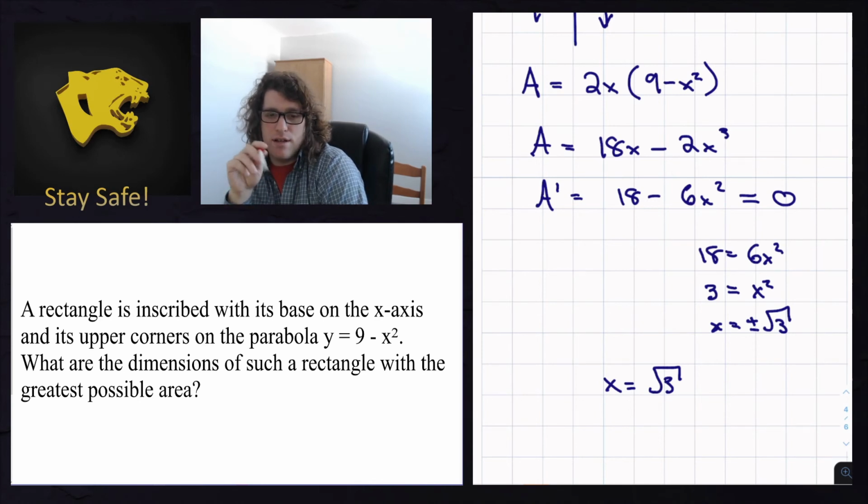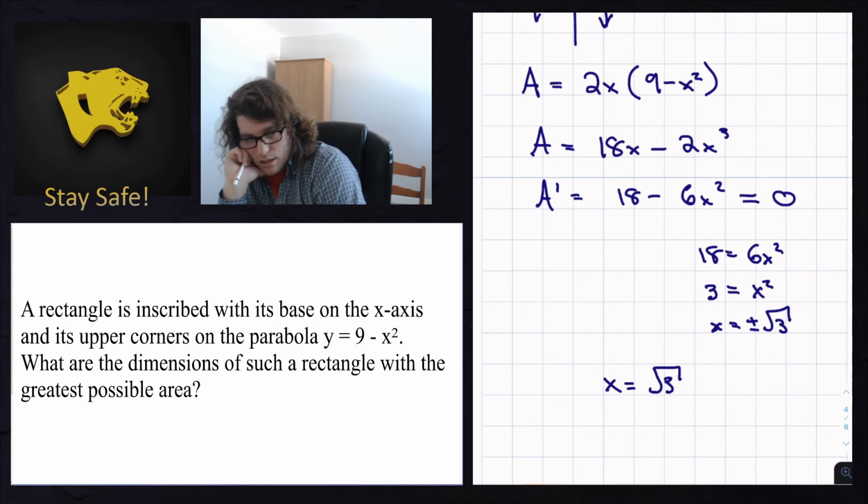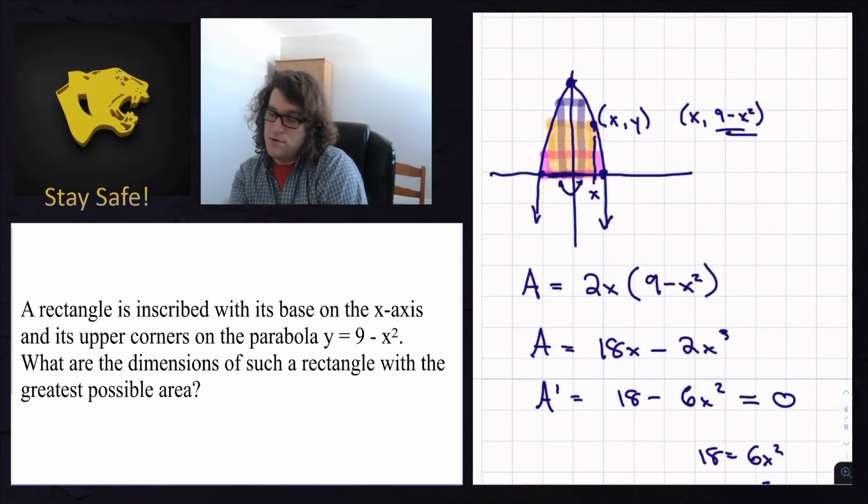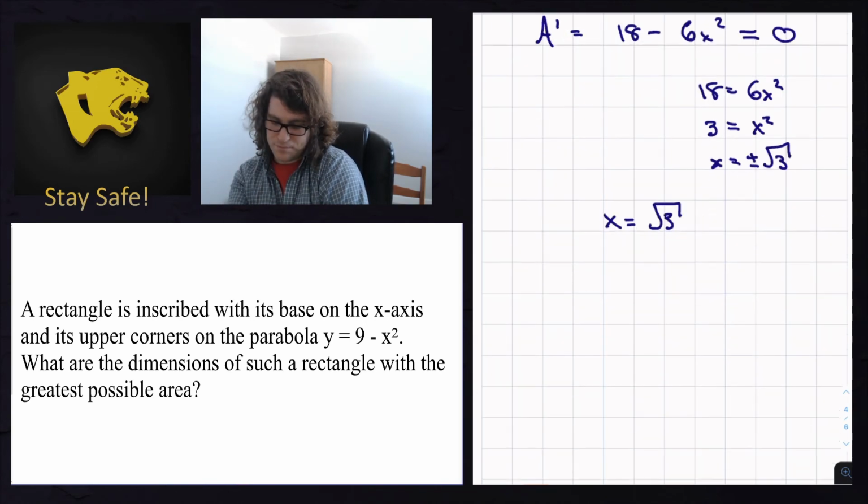So it says a rectangle is inscribed with its base on the x-axis and its upper corners on the parabola y is equal to 9 minus x squared. What are the dimensions of such a rectangle with the greatest possible area? All right, so that's why I drew that parabola, and then we were trying to stuff some rectangles underneath of it. Sorry that you didn't have anything other than a verbal context for what I was doing there.